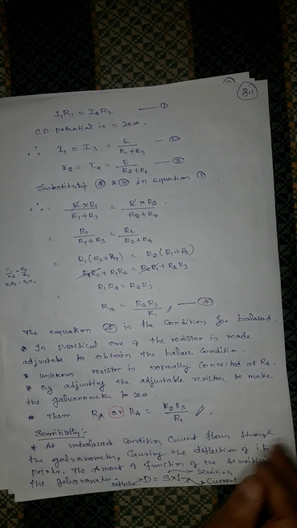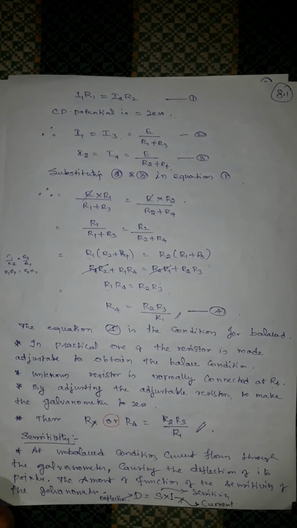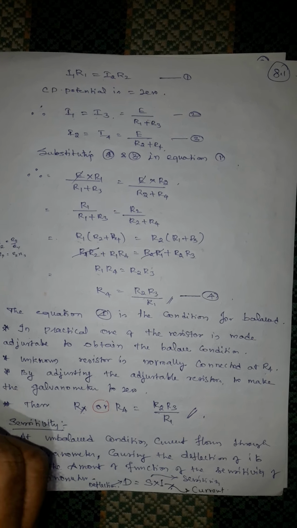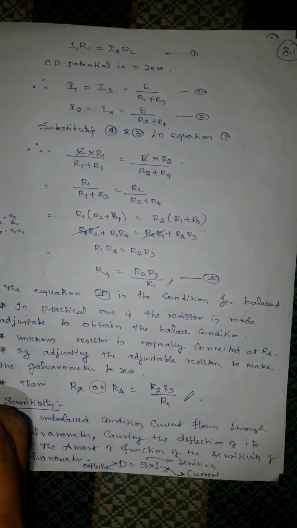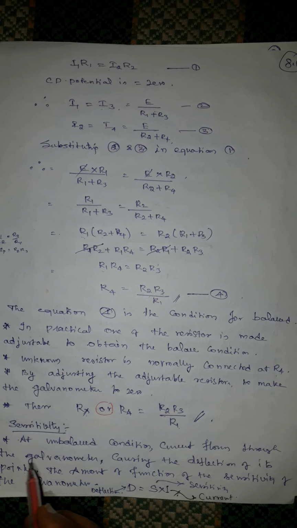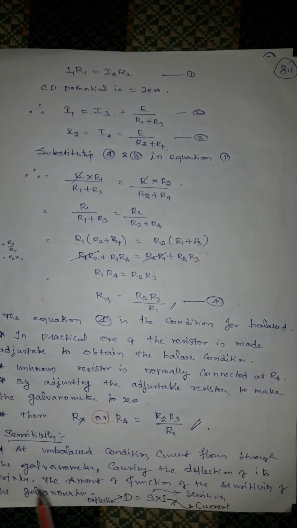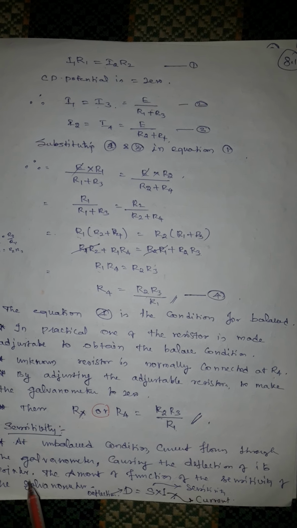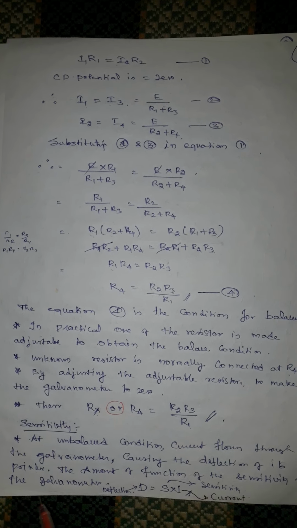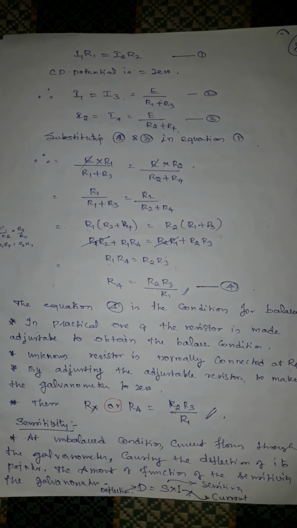Sensitivity. What is the sensitivity? At a balanced condition, there is no current flow through the galvanometer; the current is 0. If there is any small current flow at a balanced condition, it means the sensitivity is somewhat lower. At unbalanced condition, current flows through the galvanometer, causing a deflection of its pointer. The deflection is a function of the sensitivity of the galvanometer: D equals S into I, the current.